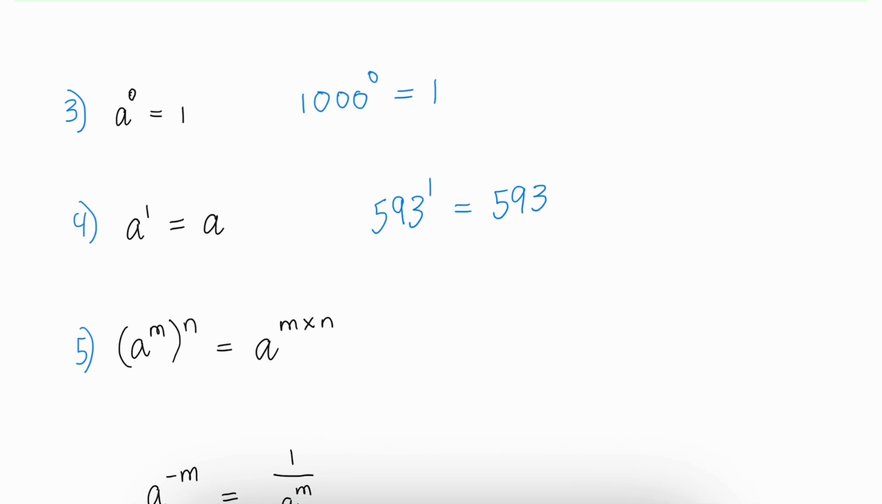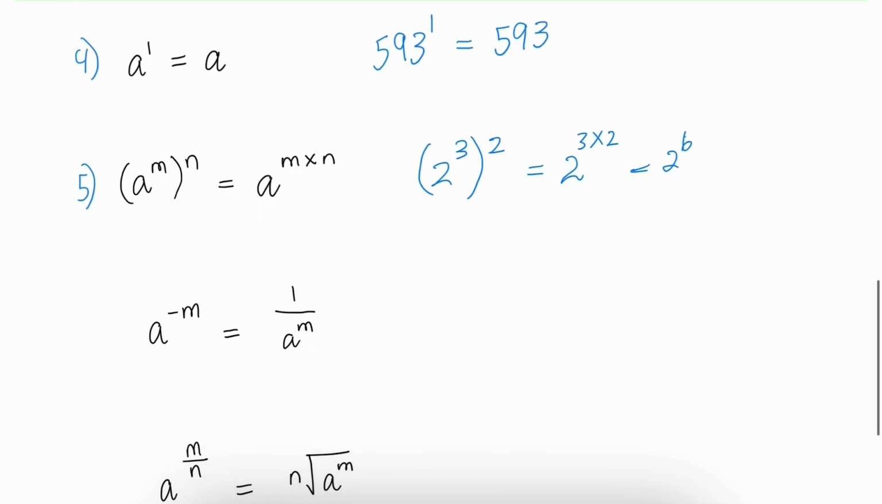The next rule, a to the power of m all raised to the power of n would give you a to the power of m times n. So you multiply the indices here, right? Let's look at an example here. If you had 2 to the power of 3, all raised to the power of 2, this would actually be 2 to the power of 3 times 2, which will give me 2 to the power of 6.